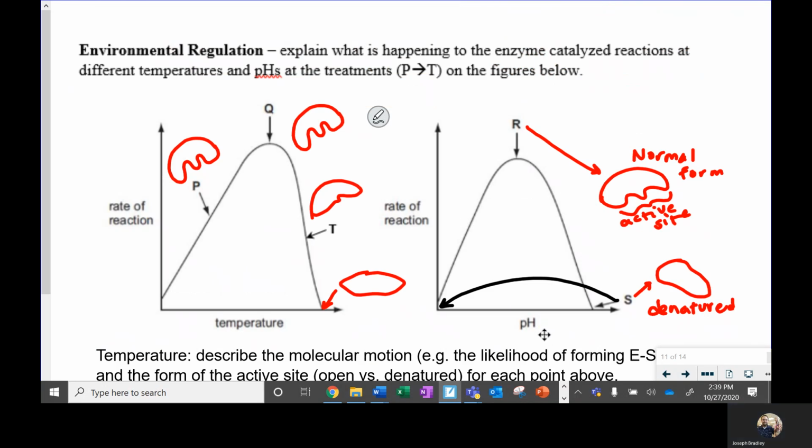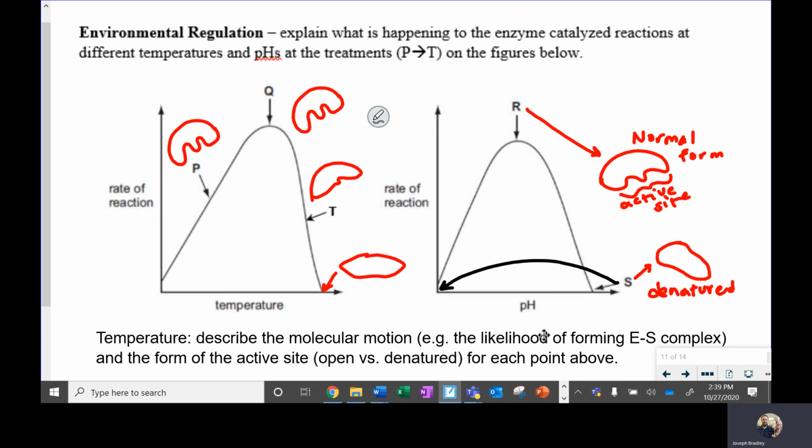Environmental regulation: different temperatures and pH levels change enzymes. This is why your body needs to maintain a pretty narrow range of both temperature and pH. If it gets too cold, your enzyme is going to look normal, but the molecules are moving so slowly that they're not going to interact very well. At point Q, this is the ideal temperature. This is where the molecules are moving fast and the enzyme is still in its correct shape. At point T, the enzyme starts to denature, and at this final point here, the enzyme is fully denatured to the point where it doesn't work.